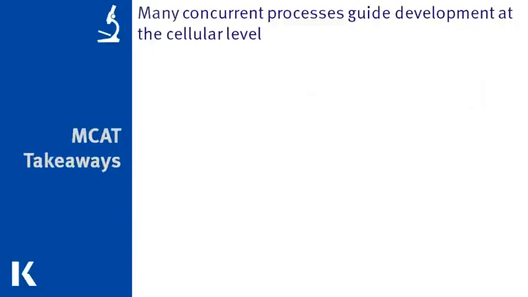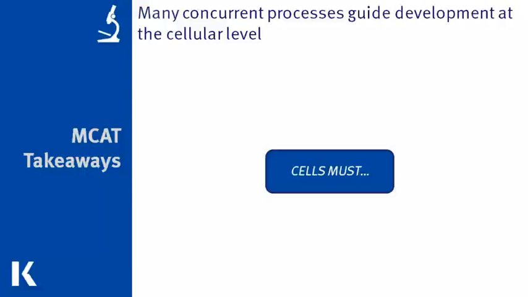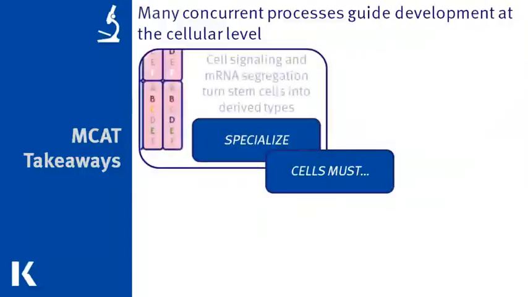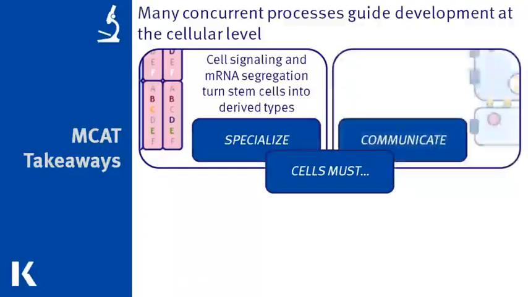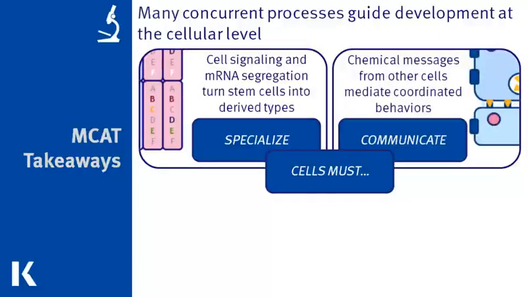We explore the different fates developing cells may have. These cells have to do four main things. First, they must specialize. This specialization is accomplished through differential gene expression and turns our primordial cells into specialized workers. Second, our cells must communicate. Cells talk to each other throughout development and throughout life.